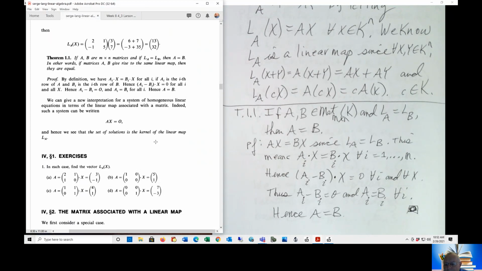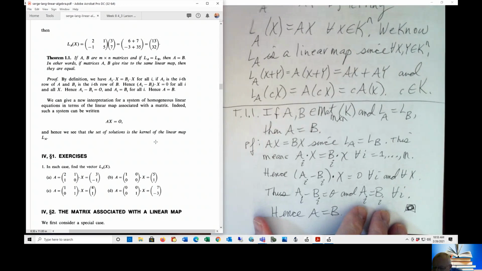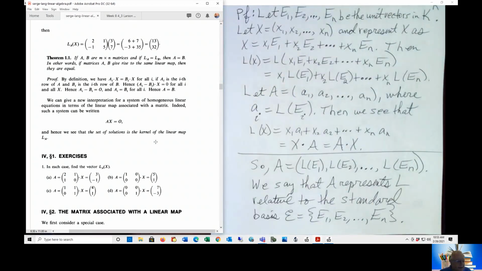Hence, that means that A sub i minus B sub i is the 0 vector. Hence, A sub i equals B sub i. Well, if the ith row of A is equal to the ith row of B for all i, that means that A equals B. Simple as that. And so that little uniqueness theorem is immediately established. And so that's all there is to section 4.1.